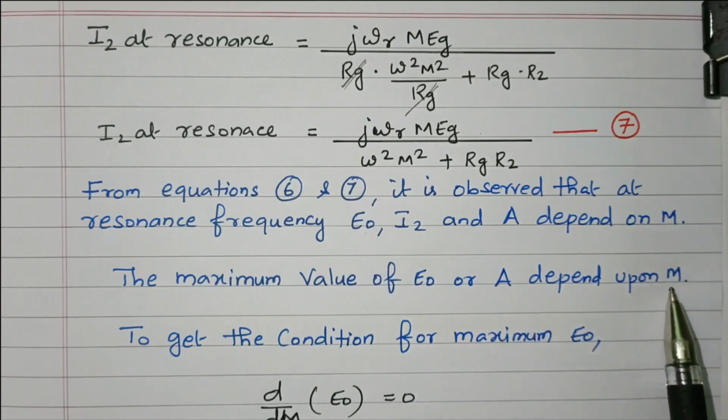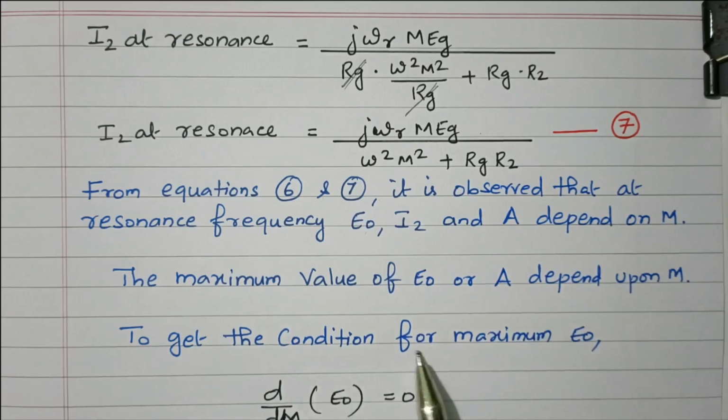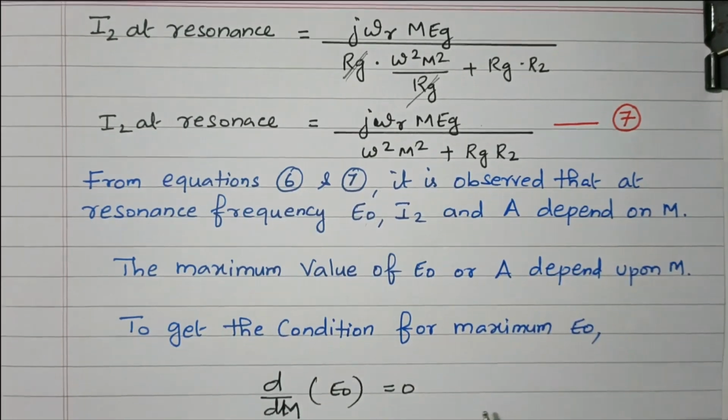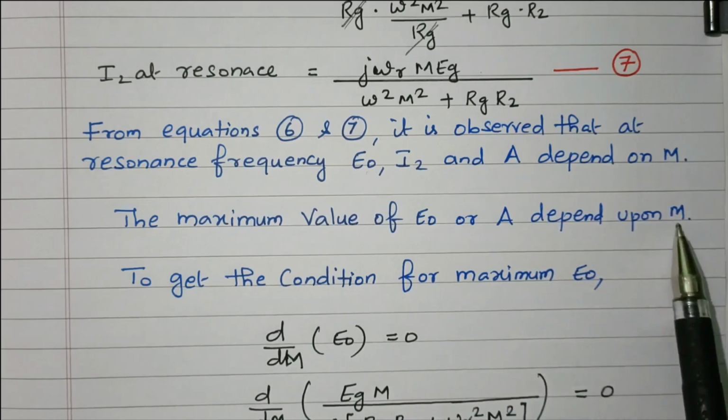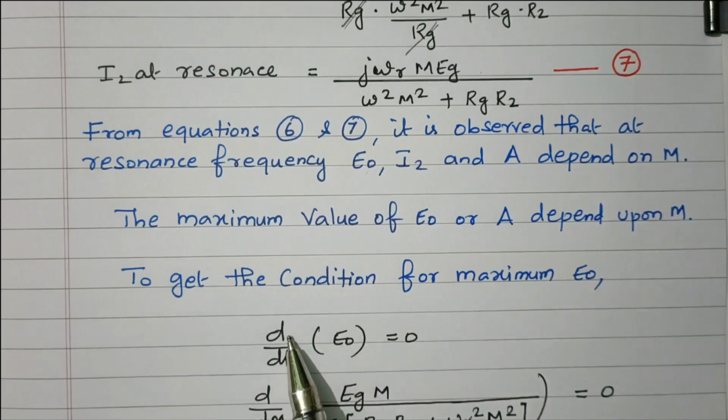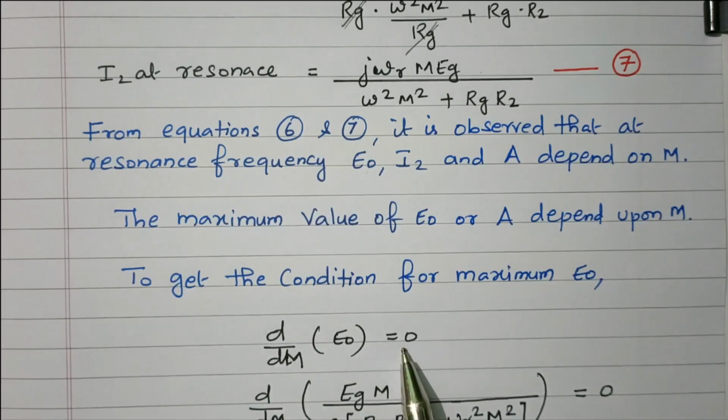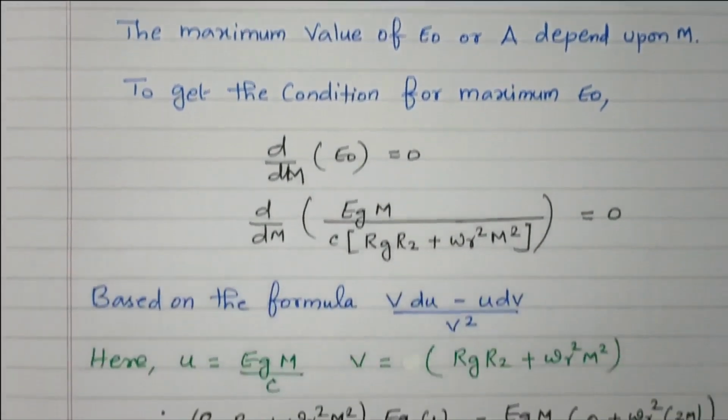So to get the condition for maximum E0, we need to differentiate the equation E0 with respect to M, because E0 depends upon mutual inductance. Then by equating it to 0, we will get the condition for maximum output voltage. Maximum output voltage depends upon M, so E naught is differentiated with respect to M and equated to 0 to get the maximum value for E naught. Now we'll substitute the E naught value.